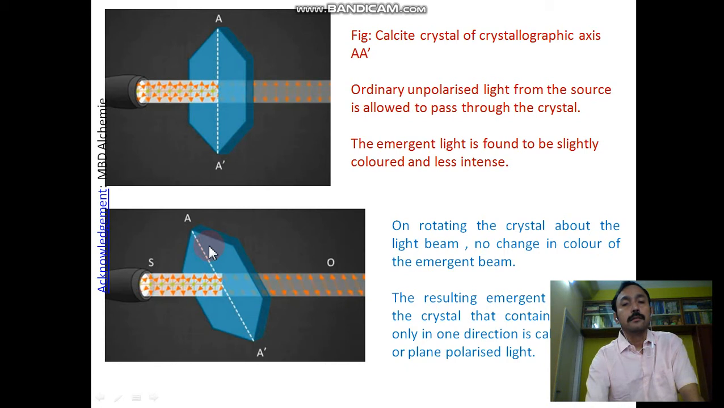On rotating the crystal about the beam axis, the color will not change. That means there is no change in color of the emergent beam. The resultant emergent light from the crystal contains vibrations only in one direction, and is called linearly polarized light or linearly plane polarized light.